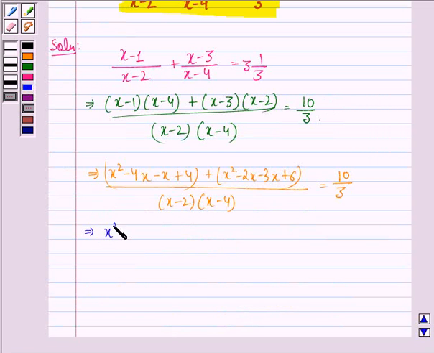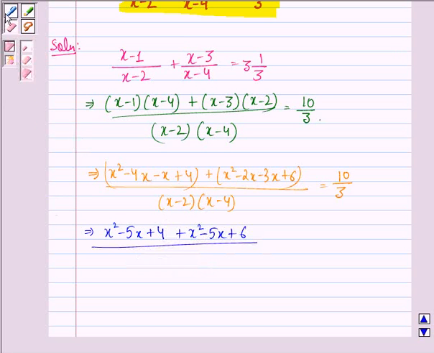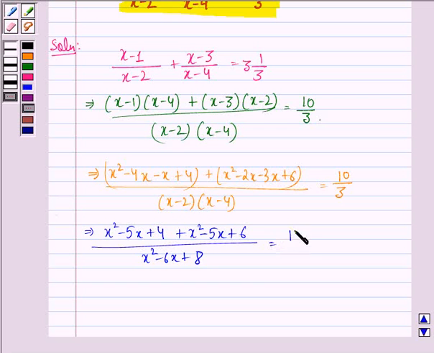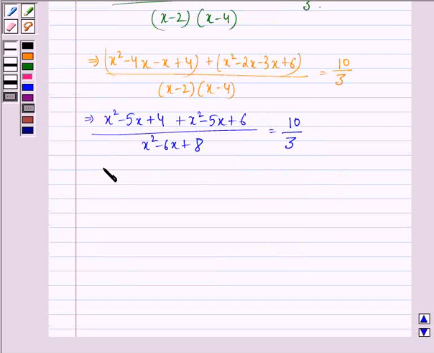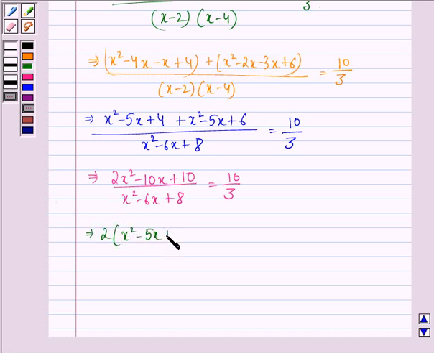This implies [x² - 5x + 4 + x² - 5x + 6] / [(x - 2)(x - 4)]. Now let us expand this one. We have [x² - 5x + 4 + x² - 5x + 6] / [x² - 6x + 8] = 10/3. This implies [2x² - 10x + 10] / [x² - 6x + 8] = 10/3. This implies 2(x² - 5x + 5) / (x² - 6x + 8) = 10/3.